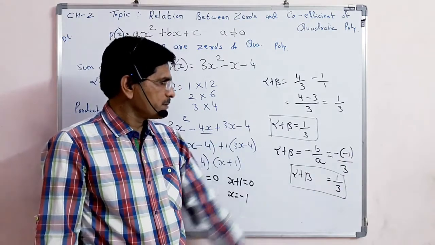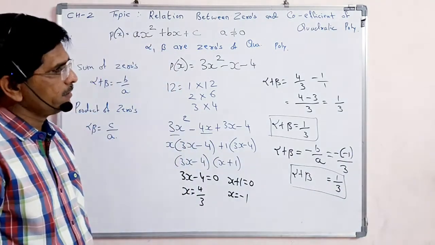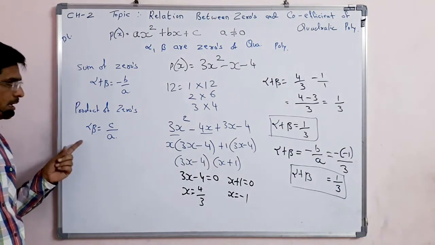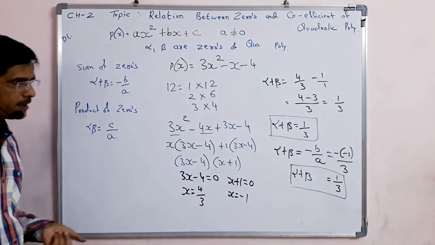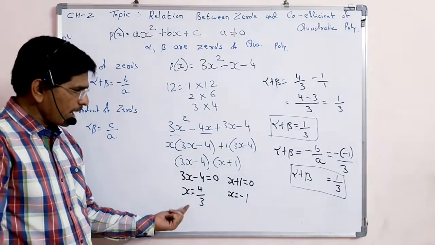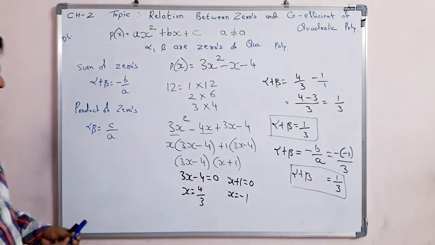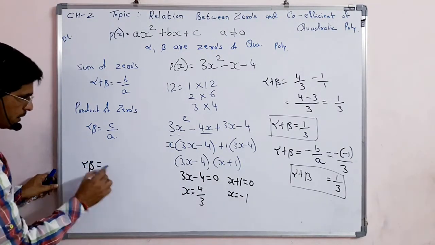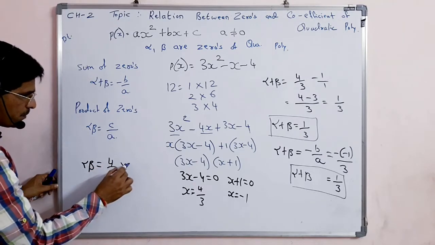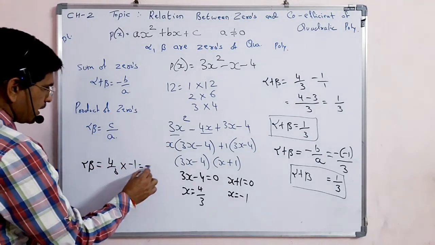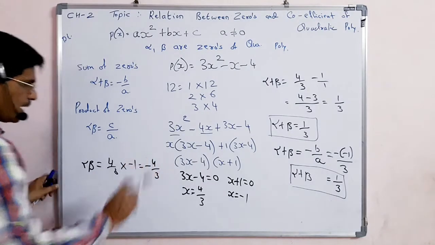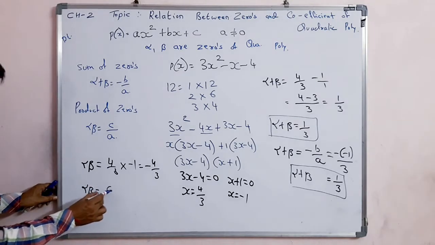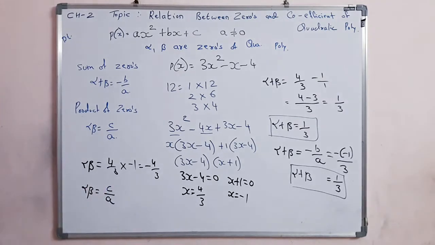So alpha plus beta is equal to 1 by 3. Now same thing, the product of zeros: alpha into beta is c by a, or we have to say alpha into beta, that is the product of zeros. So alpha into beta, that is 4 by 3 multiplied by 1, we can get the answer minus 4 by 3. Now according to the formula, alpha into beta is c by a.